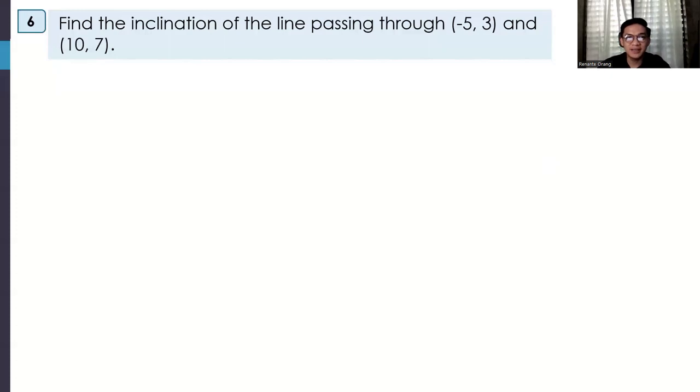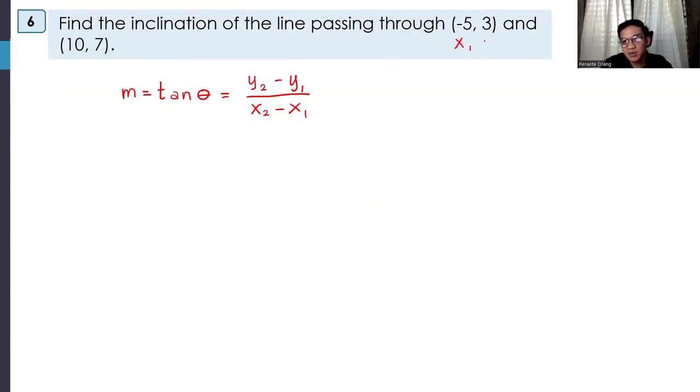Number 6. Find the inclination of the line passing through negative 5, 3 and 10, 7. So, in finding our inclination or our degrees, that is still the slope formula. That is m is equivalent to tangent theta is equivalent to y sub 2 minus y sub 1 divided by x sub 2 minus x sub 1. Let's designate, this is our x sub 1, this is our y sub 1, this is our x sub 2, and this is our y sub 2.